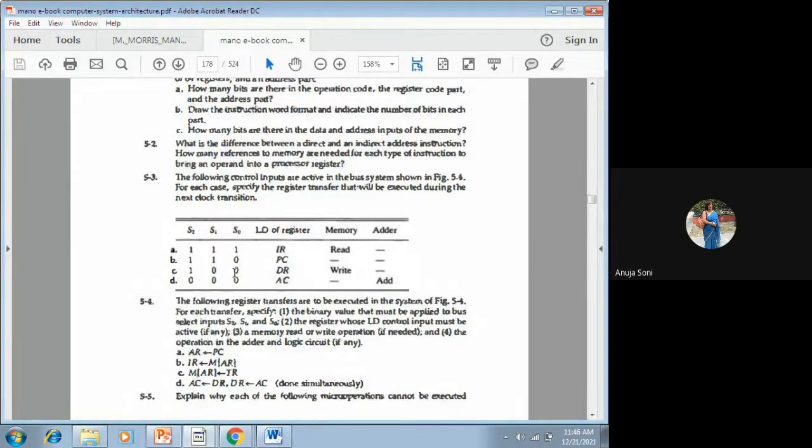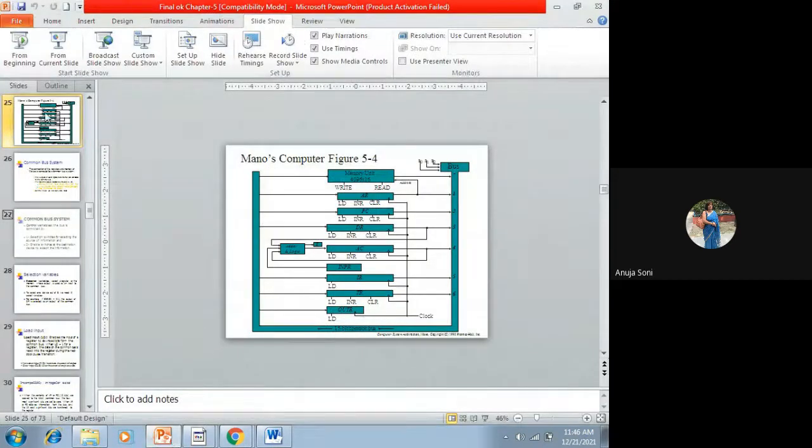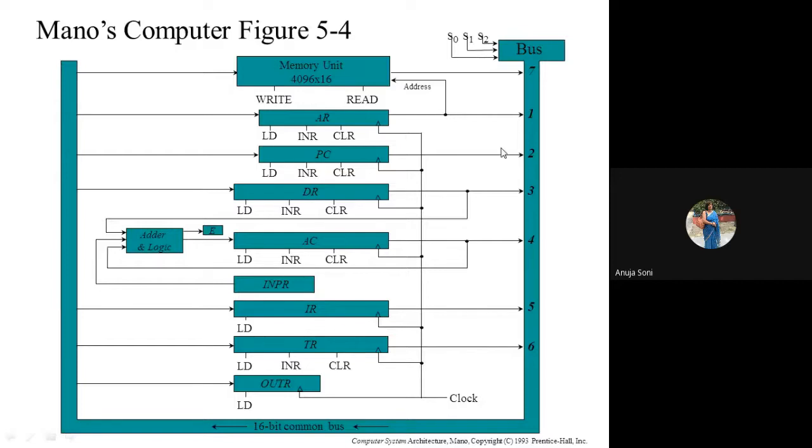So when this 0 gets selected and load of register, that means data will be loaded to AC, the adder and logic circuit will be activated, and the add operation will take place. Consequently, you have to tell what register transfer statement will take place. Now I am going to the common bus diagram. You can see that in the common bus diagram, nowhere is the number 0 written, right?